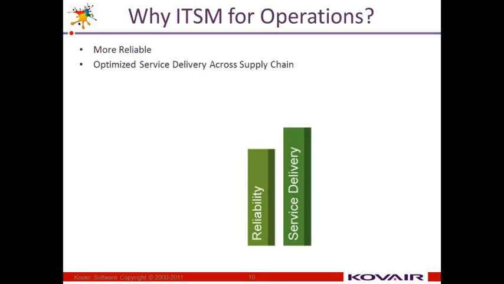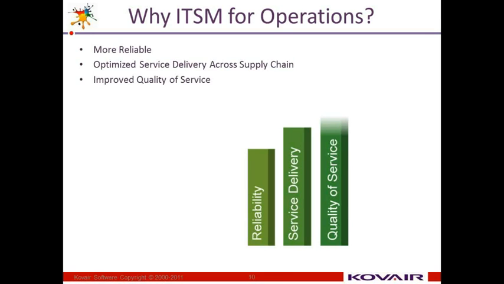Another reason is that we have optimized service delivery across the supply chain. ITSM provides processes and models to help service providers to work with their business, customers, users, and suppliers to make sound business decisions on investment opportunities, cost optimization, management of risks, and priorities for improvement.